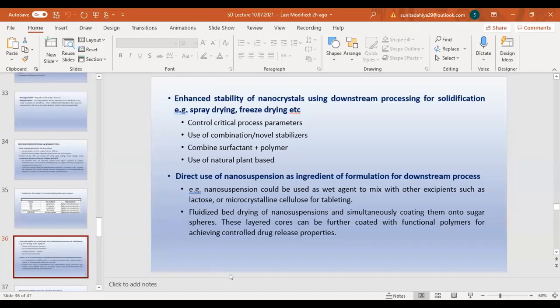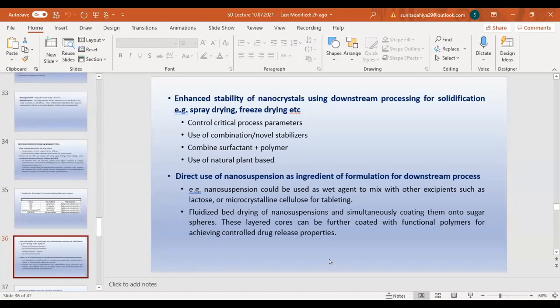Another modification is the direct use of nanosuspension as an ingredient. So as we talked, nanosuspension, which is the first product in the nanomilling operation, is liquid in nature, right? Then you go for solidification, and then the solid product is used in tablet and capsule. Instead of this, some researchers have tried direct nanosuspension as a wetting agent, and they have mixed it with other excipients, and they have shown very good results in terms of in vivo absorption.